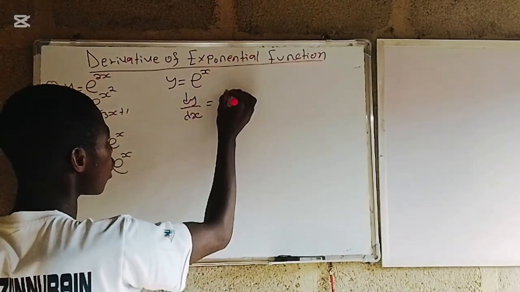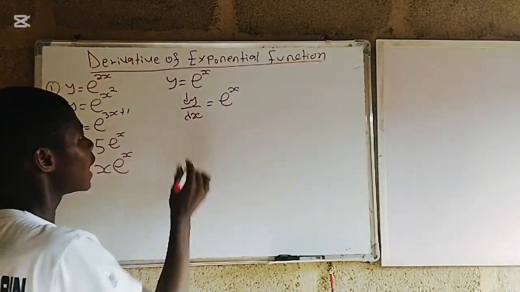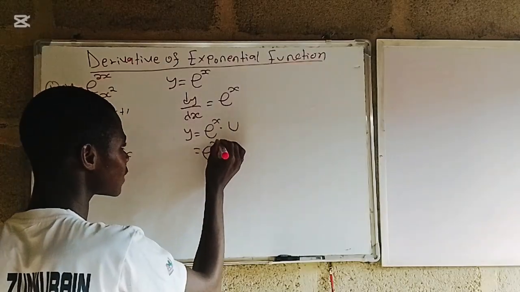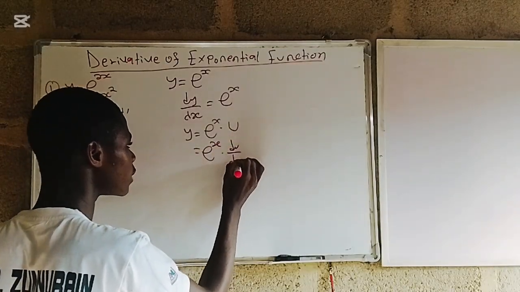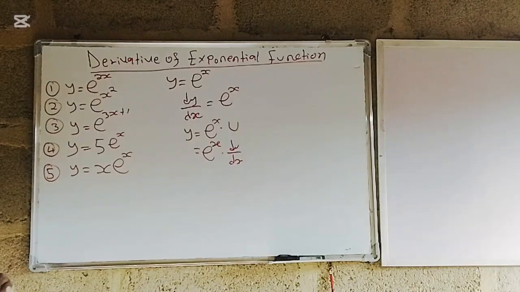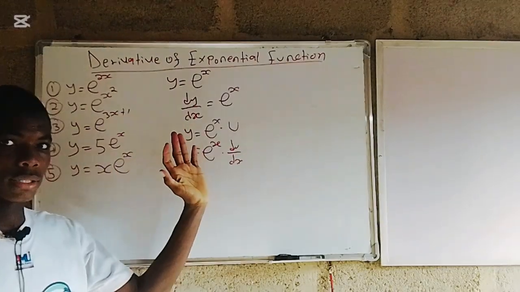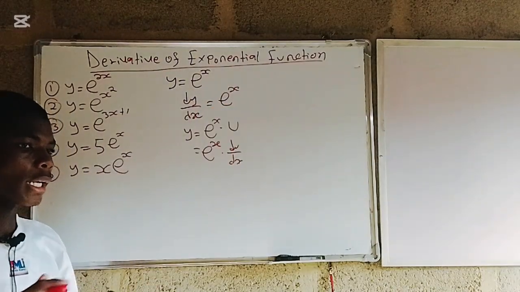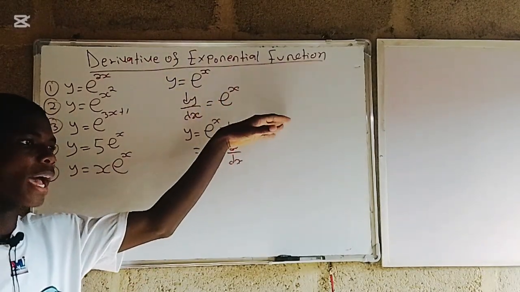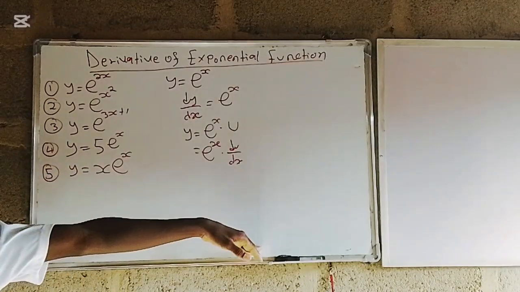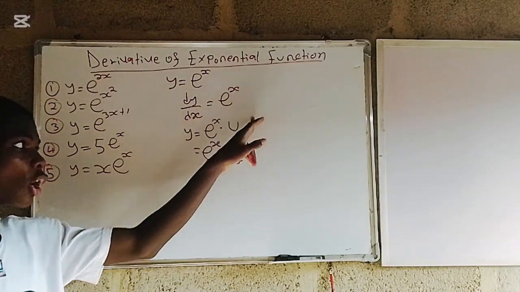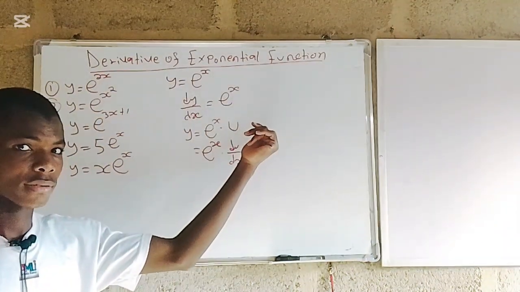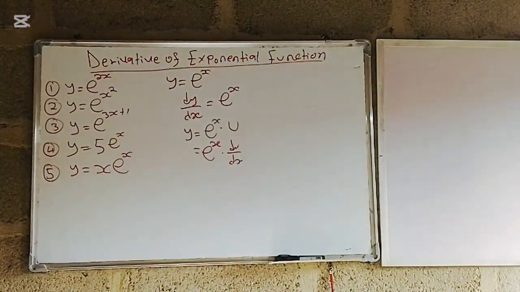So whenever you differentiate, dy by dx is always the same thing as e to the power of x, and the derivative of e to the power of u is always e to the power of u multiplied by du dx. What I mean here is that the derivative of e to the power of x is the same thing as e to the power of x. The derivative of e to the power of x multiplied by another function is the same thing as e to the power of x multiplied by the derivative of the function that you see in front of that e to the power of x. So we have examples.